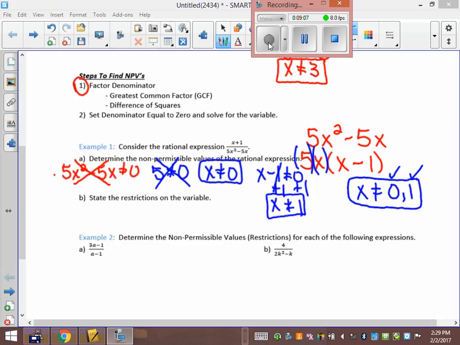B is not a trick question. B is really easy to answer if you've answered A. State the restrictions on the variable. They're the exact same thing. X can't equal 0 or 1. My point of doing this in the notes is that restrictions and non-permissible values are actually what? The exact same thing. Just two words meaning the same thing. And they can ask it either way.